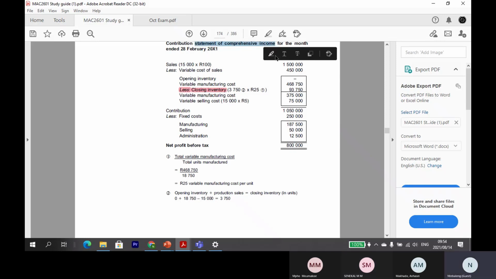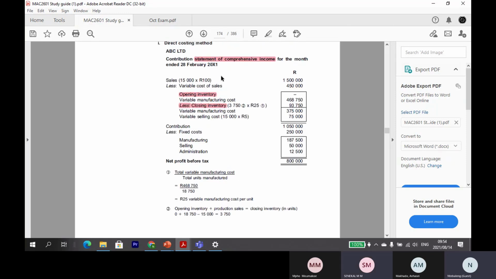Rather write too much and get perhaps a mark, because you don't know exactly where the marks are going to be allocated in the exam. Get into the habit of writing. If they say draft a statement of comprehensive income, get into the habit of writing it correctly.